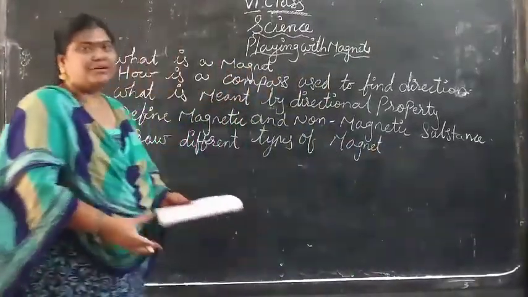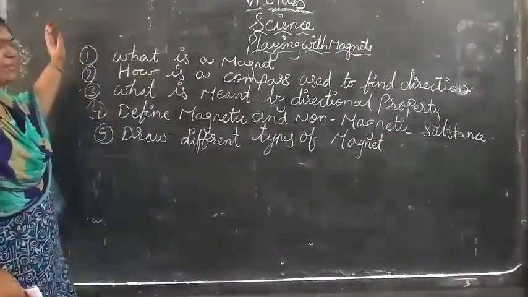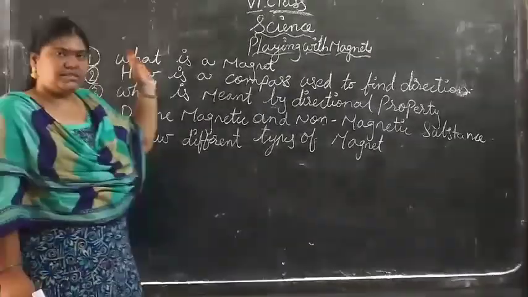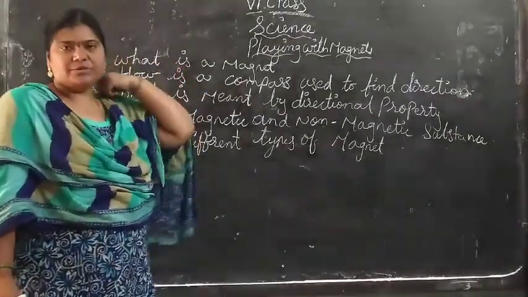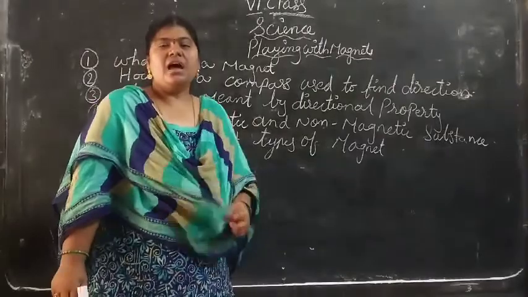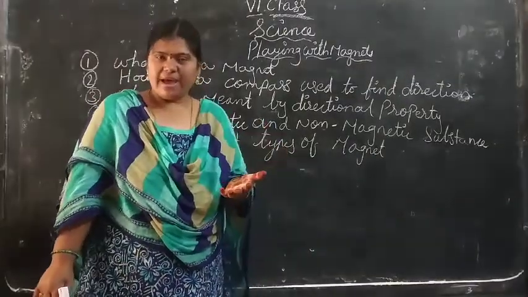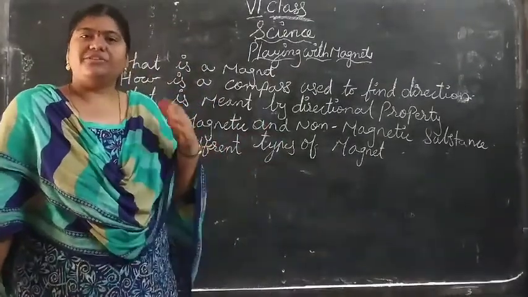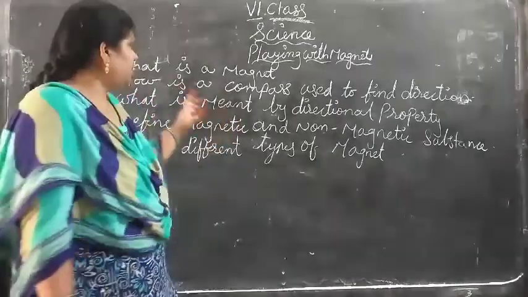Coming to here, we can see the first one, what is a magnet? Try to explain for what purpose we are using the magnet, how many types of magnets there are, and define them and give examples.